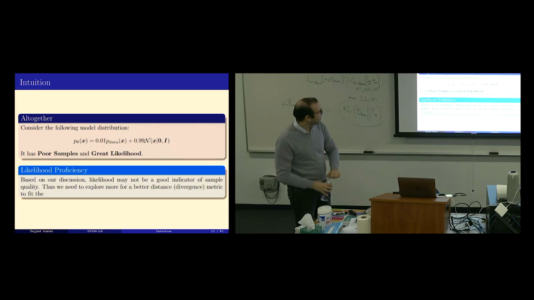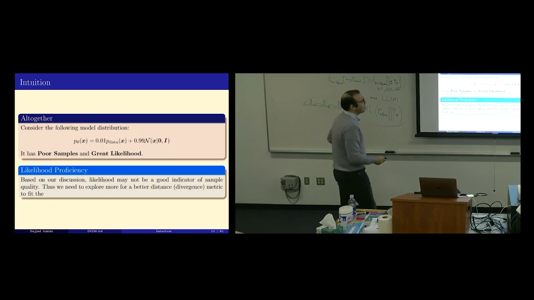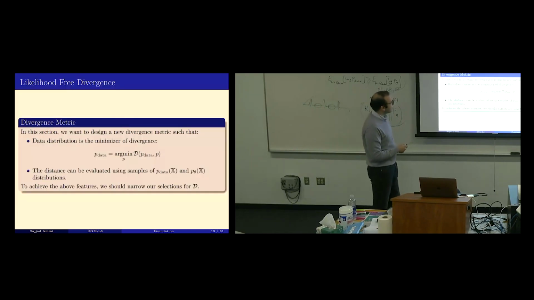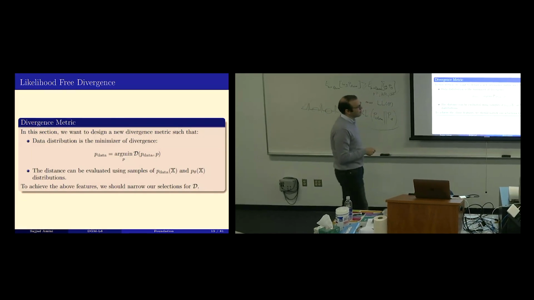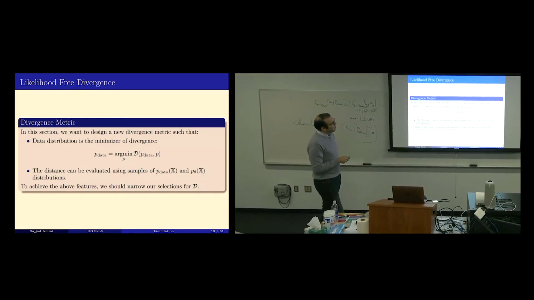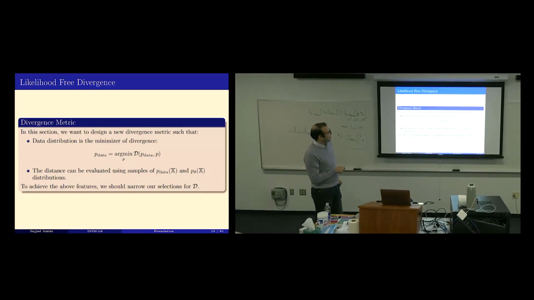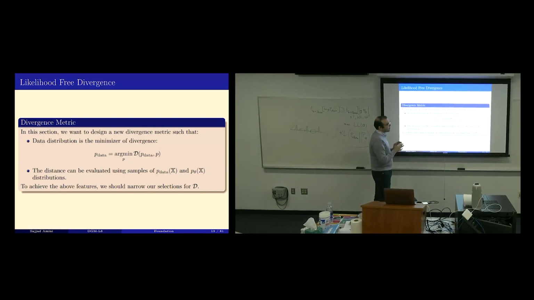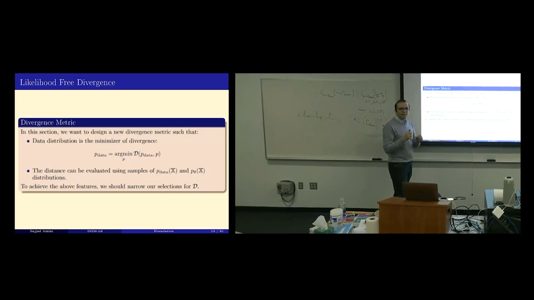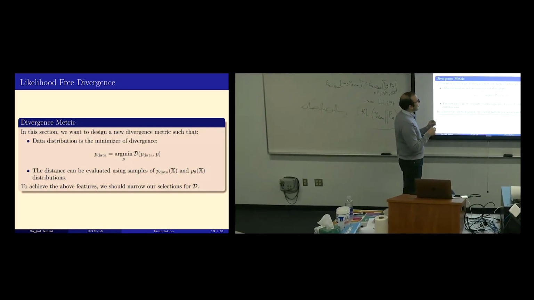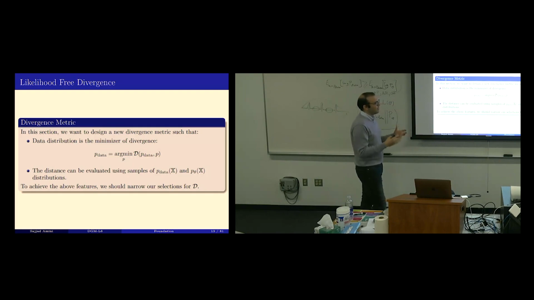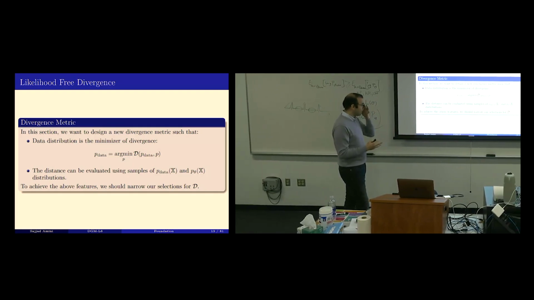Let's continue our discussion and see what happened in GANs. Now we want to talk about the foundation of GANs. In this session, we want to design a new divergence metric, but this new metric should pass some exams. The first exam is that the data distribution must be the minimizer of your divergence, because when you reach the minimizer of your objective, you are confident that you recover the data distribution.